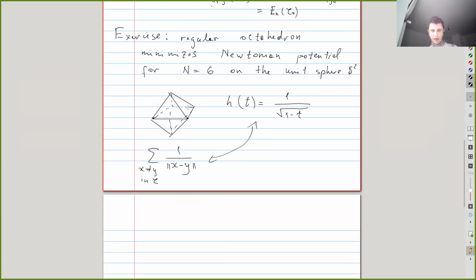What are the angles in this configuration? Remember, we need angles. What are the pairwise angles that you can get in here? Here's the center of your unit sphere, you take little radii. So what are the angles that you get?